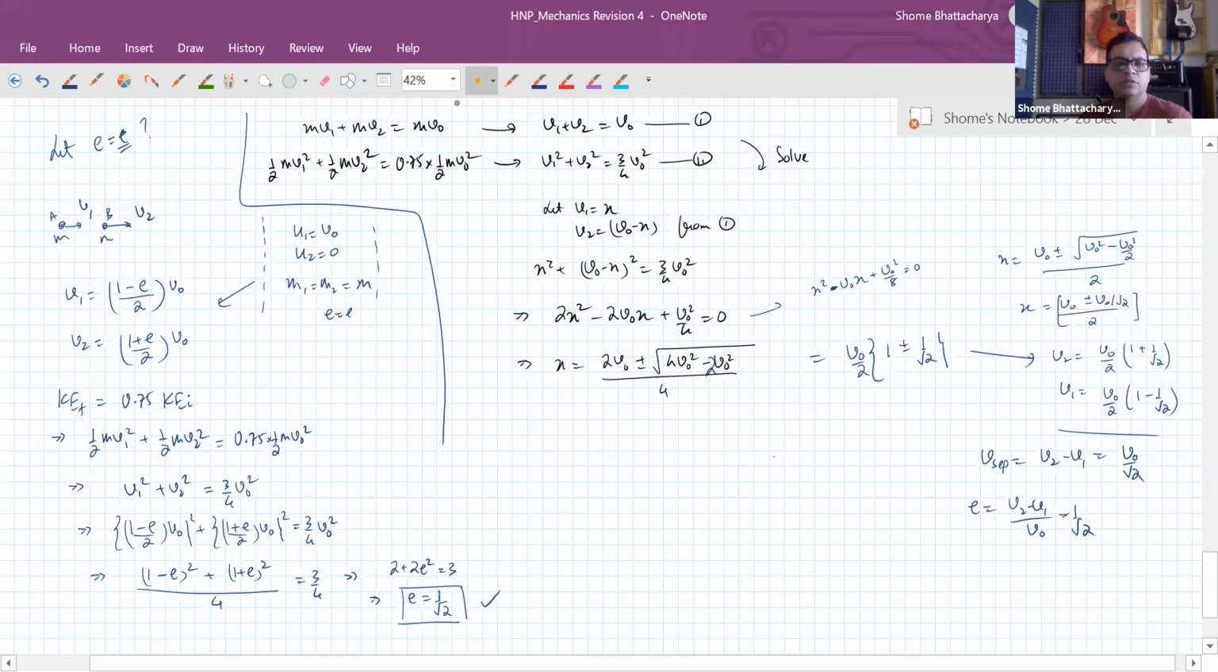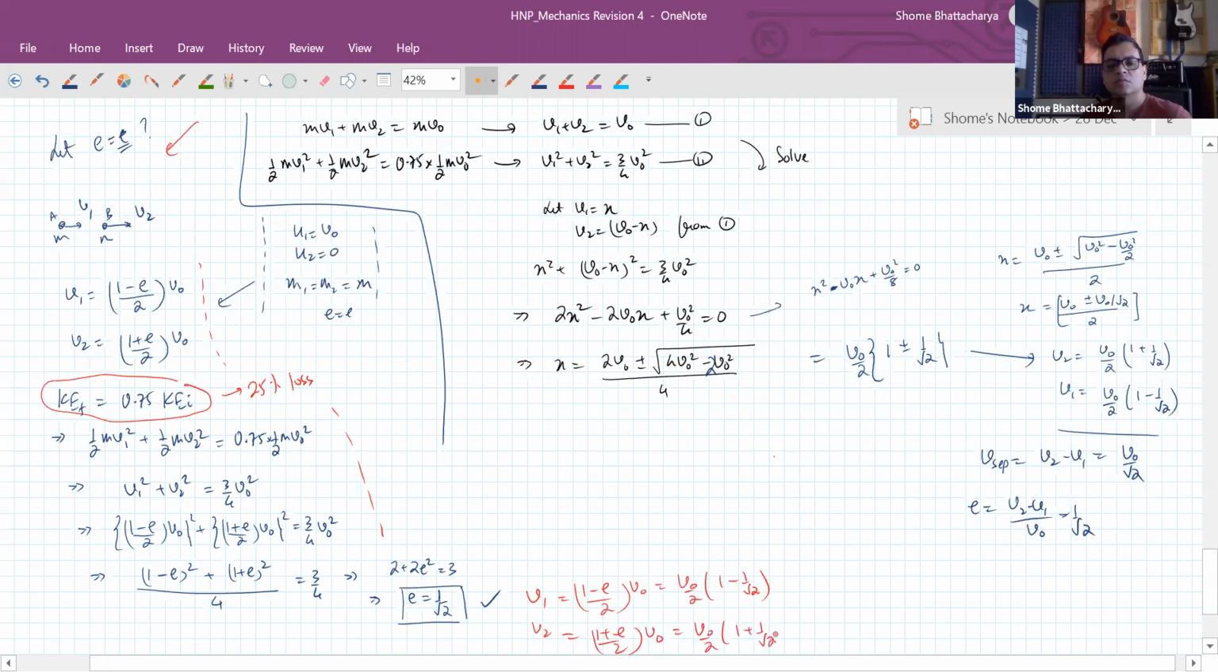So this was the other approach, that you assume some value of E and solve in terms of E. Then you apply the condition that there is 25% loss of kinetic energy, and solve for E first. Once you get the value of E, you know V1 and V2. V1 is (1 minus E) by 2 times V0, so it becomes V0 by 2 times (1 minus 1 by root 2). And V2 is (1 plus E) by 2, which is the same that you are getting by solving this.